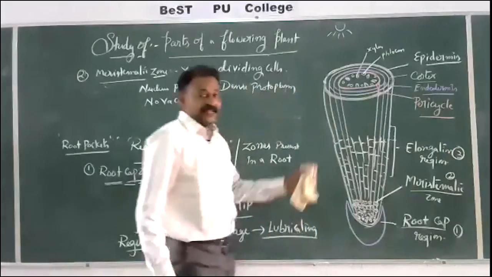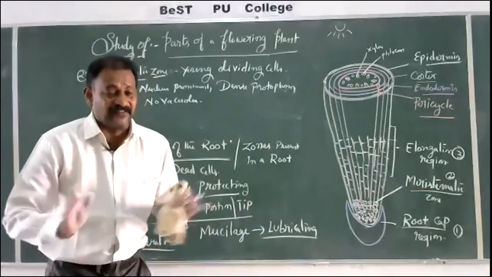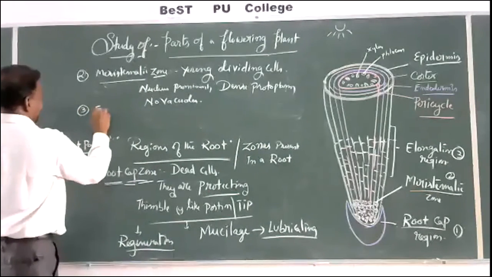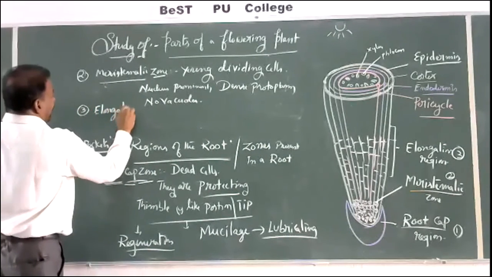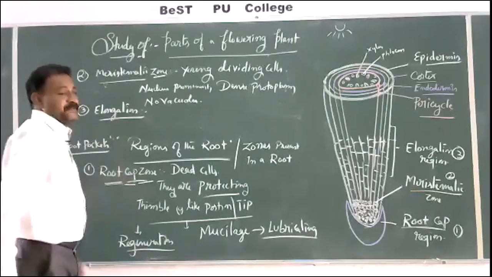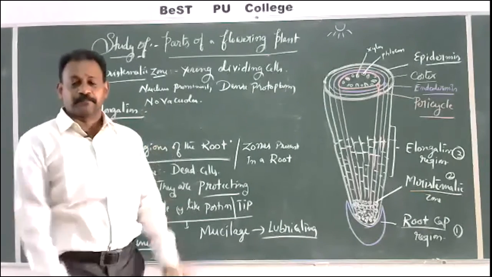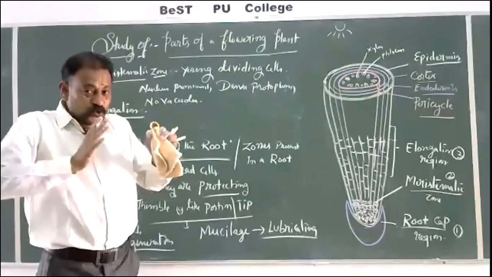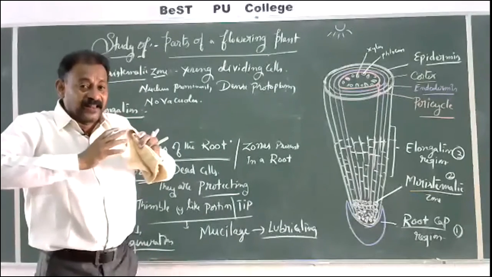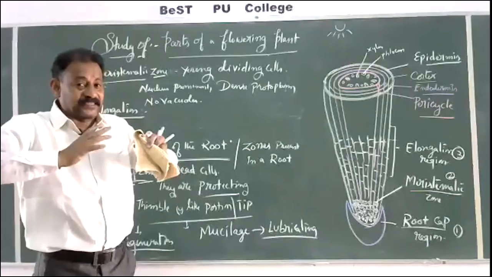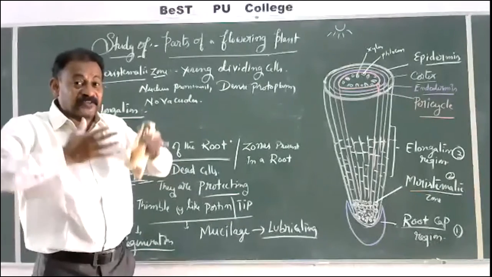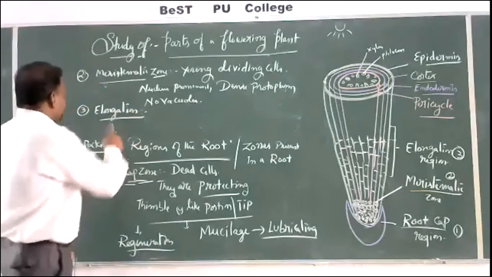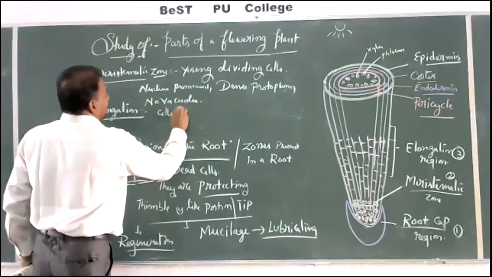One, two, three. The cells lost the capacity of division. Third one, elongation zone. Elongation means what, sir? Every cell grows to the maximum. When a cell grows to the maximum, it means it is going to become mature gradually. So the nucleus will undergo change and lose the capacity of division. It develops vacuoles and stores food material. Why is it not dividing now? Elongation, cells enlarge.